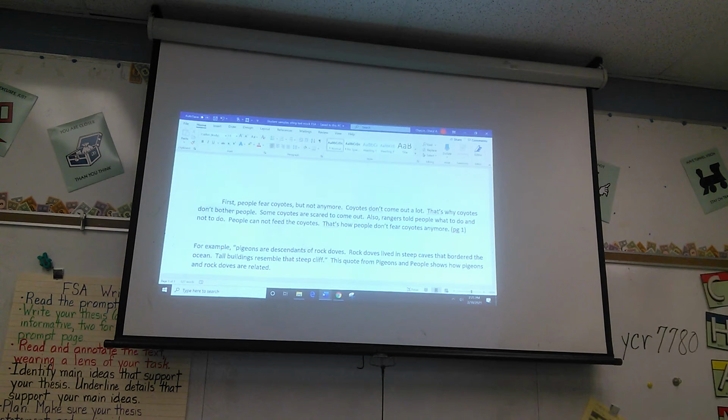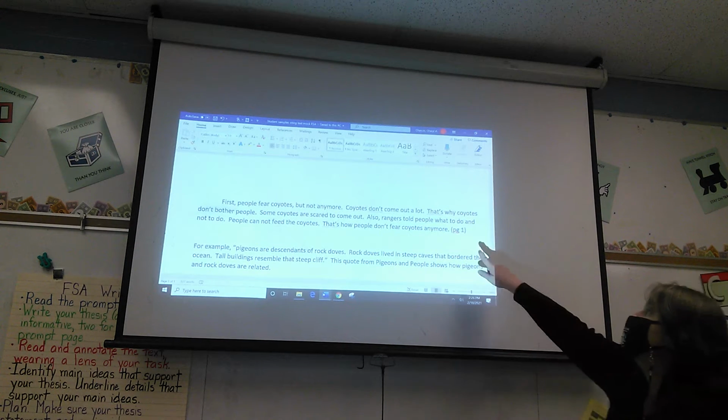It says, first, people fear coyotes, but not anymore. Coyotes don't come out a lot. That's why coyotes don't bother people. Some coyotes are scared to come out. Also, rangers told people what to do and not to do. People cannot feed coyotes. That's how people don't fear coyotes anymore. Now, don't focus on the writing. We're focusing on the citing.